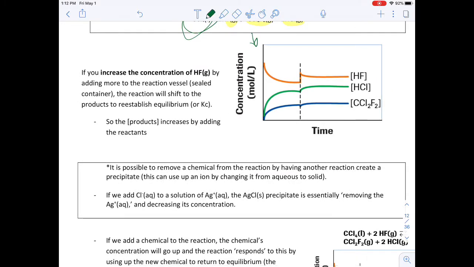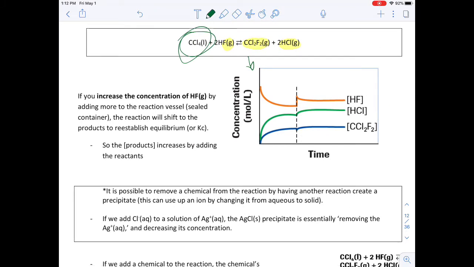So if you increased the concentration of hydrogen fluoride, let's take a look at hydrogen fluoride in this reaction. Hydrogen fluoride is here. If we added that, then there are going to be more collisions in the reactants. The chemicals are going to bump into each other more frequently, and the more frequently they bump into each other, the more the reaction goes forward. It's going to use those collisions to drive more forward reaction. But as we do more forward reaction, we increase the products, and eventually we're going to start getting more reverse reaction as well. But in total, it's mostly going to go forward.